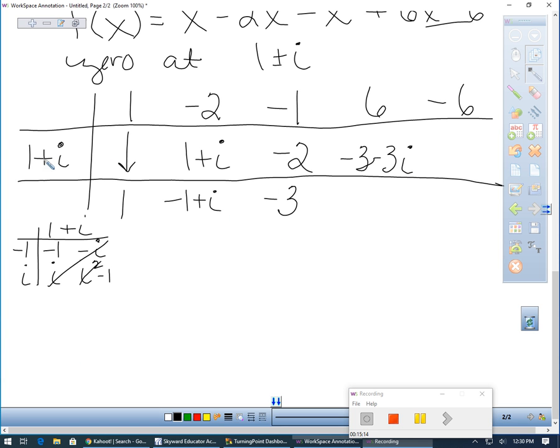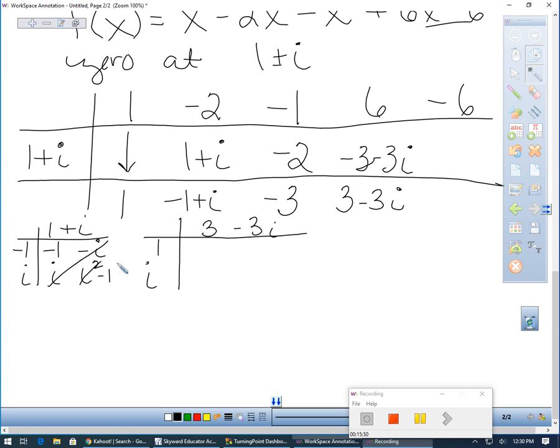Taking this negative 3 times 1 plus i, which means we have to do the distributive property, right? We have to multiply everything in there. Now if we add these together, 6 plus negative 3 is 3, minus 3i. So now we have to do a box again. If we do this box correctly, can anybody predict what should happen? Should get a positive 6, right? So we have 3 minus 3i times 1 plus i.